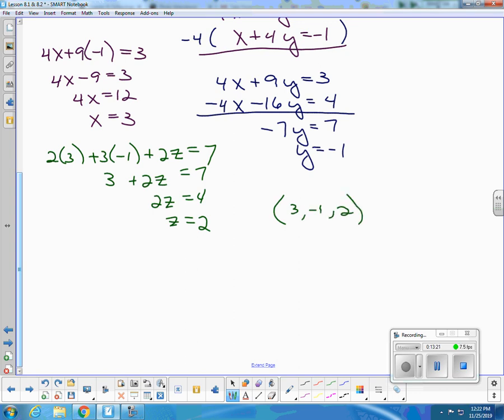And you write that as a triple, x, y, and z. Okay? So it's just elimination and elimination and then elimination again. So you have to do elimination 3 times. Oh, we always write as x, y, z. Yes, always put x, y, z.